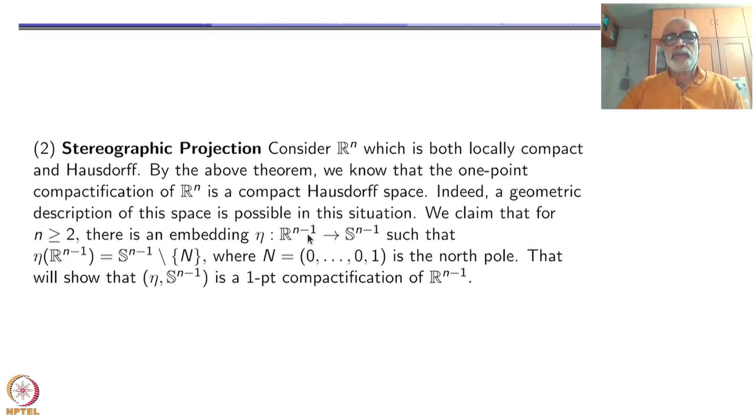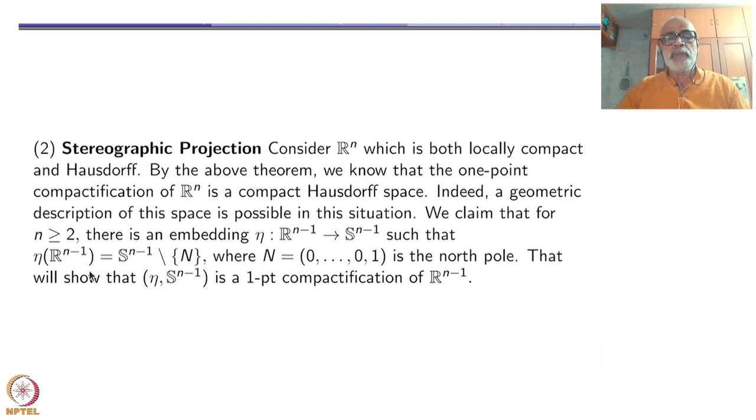we are only interested in R, R squared, R cube, etc. For n equal to 2, this is R. Such that the image of this embedding is the complement of just one point, namely I have chosen the specific point, the north pole, (0, 0, ..., 0, 1), the last coordinate 1. This is usually called the north pole, and with minus 1, it will be the south pole. That will show that this embedding together with S^(n-1) is a one point compactification of R^(n-1).